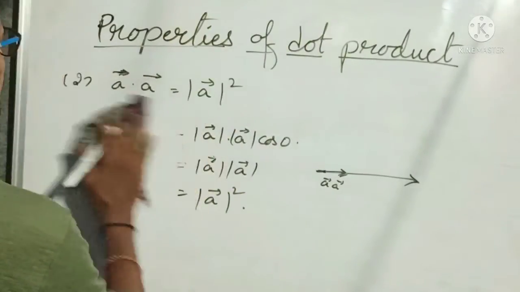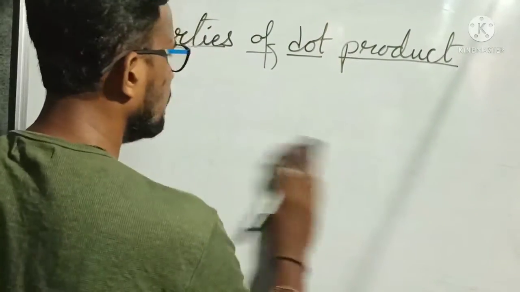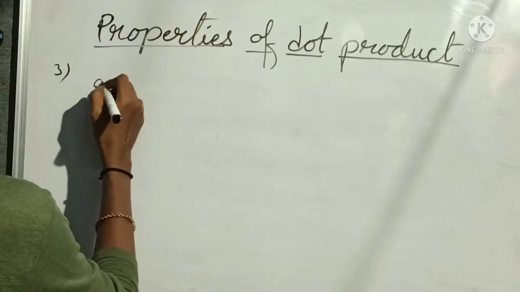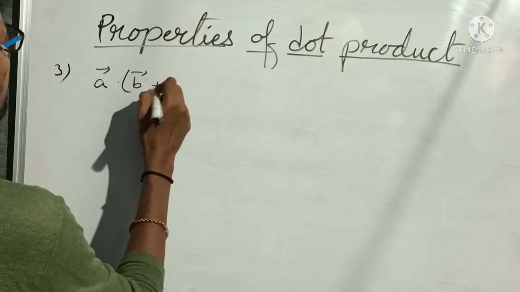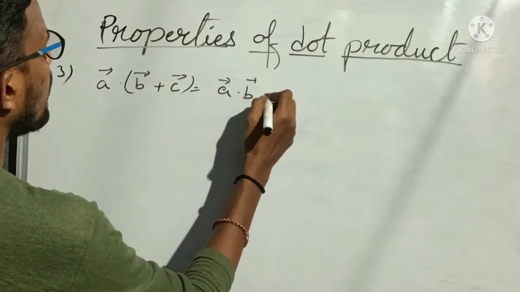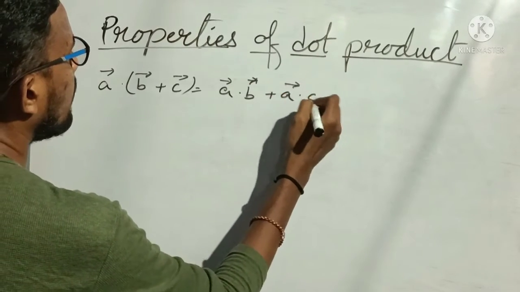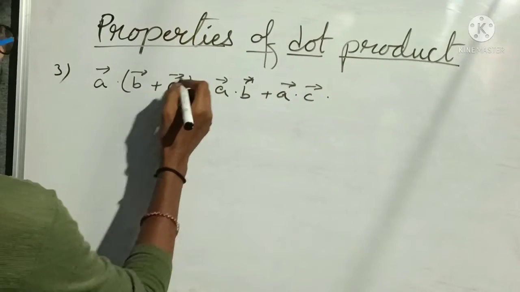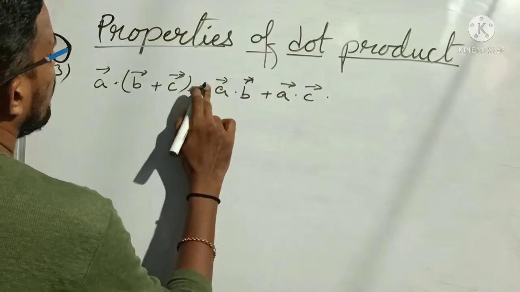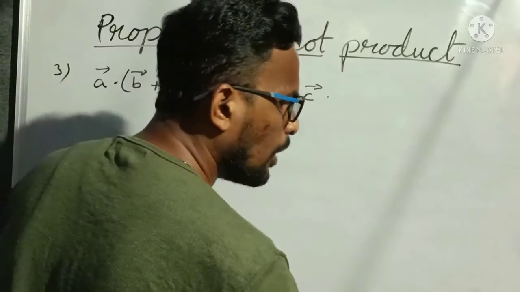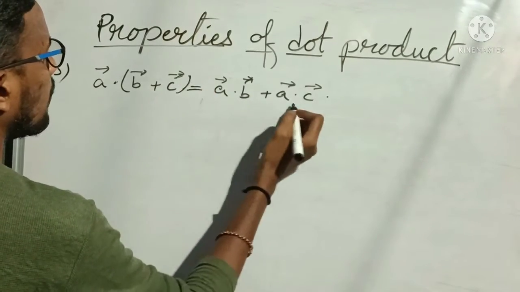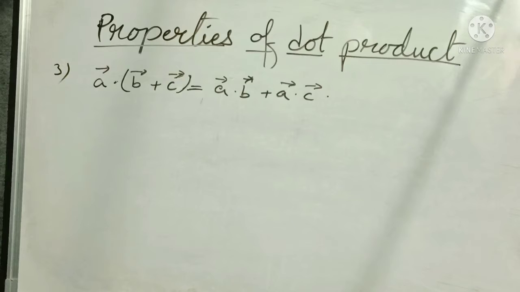Next, third property. So what is the third property? a bar dot (b bar plus c bar) is equal to a bar dot b bar plus a bar dot c bar. Okay, this is something like the distributive property in our lower classes, right? The same property we can apply here, that is a bar dot (b bar plus c bar) is equal to a bar dot b bar plus a bar dot c bar. Understood?